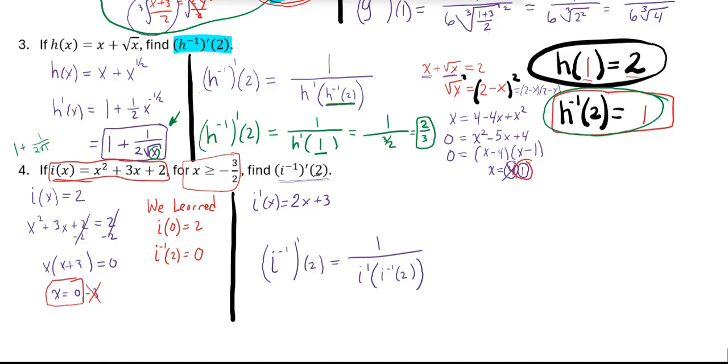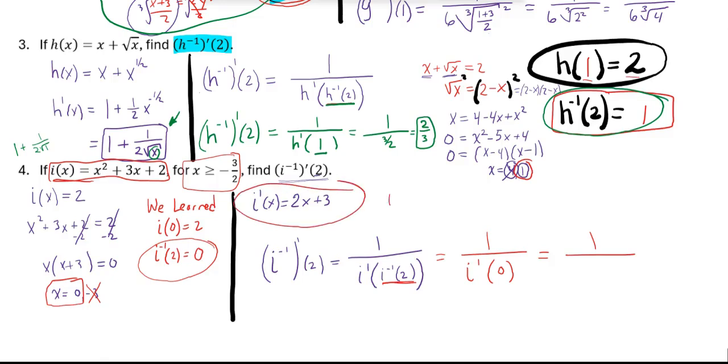All right, so we did all this work up ahead so we could learn this, right? Because we need to plug that in here. I inverse of 2 would be 0. So this is 1 over I prime of 0. And if you plug 0 into the derivative right here, I prime of 0 would just be 2 times 0 plus 3, which is 3. So my final answer: 1/3.